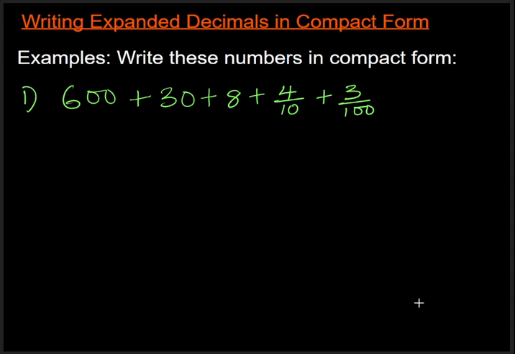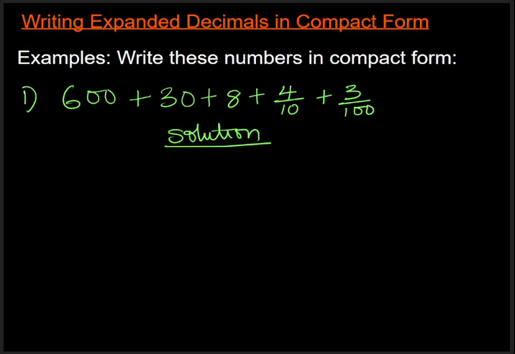Okay, so let's see. Now, this is still going to make use of our place value and value. We need to use the understanding of place value to do this. So let's see. This is number one. Write these numbers in compact form. Solution. Let's see. 600 plus 30 plus 8 plus 4 over 10 plus 3 over 100.